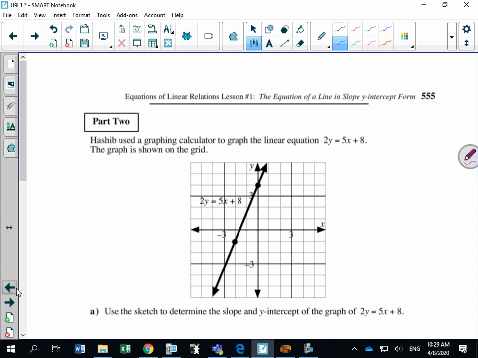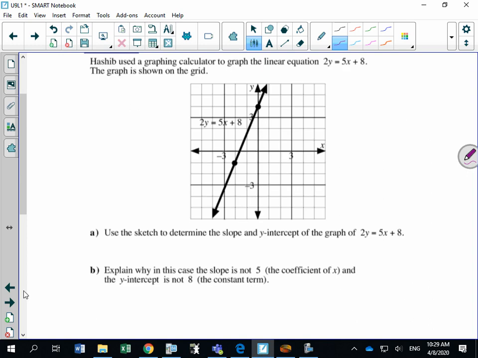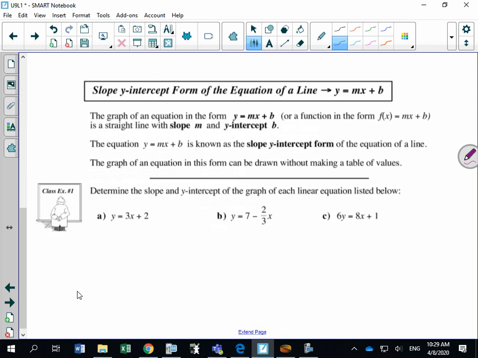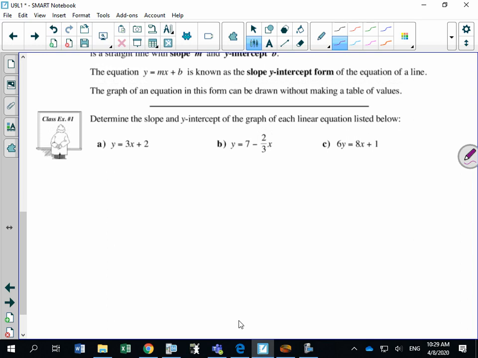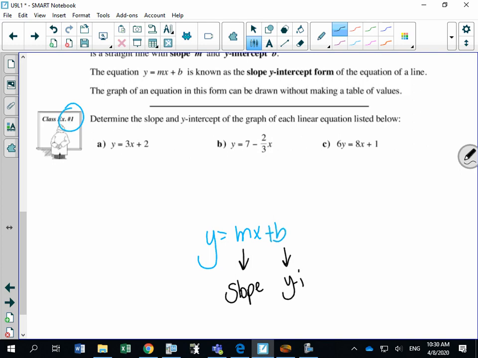Go now to class example number 1, which is at the bottom of page 555. Okay, class example number 1. It says determine the slope and the y-intercept of each linear equation listed below. So I'm going to write down y is equal to mx plus b, and I'm going to make myself a note. M is my slope, which is the rise over run, and b is my y-intercept.